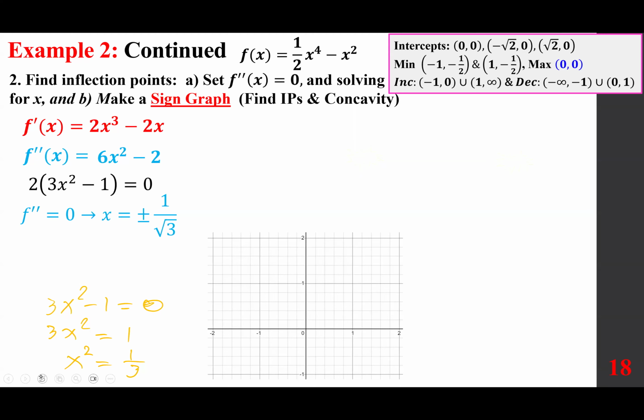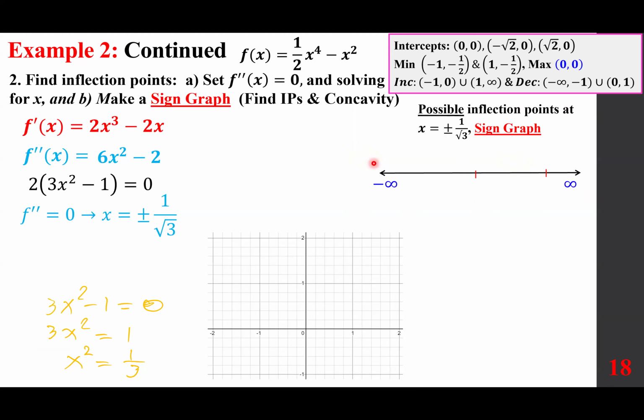So we're going to go with the sign graph for finding possible inflection points. These two are possible IPs; we don't know until we do the sign graph. So we have a number line that goes from negative to positive infinity, and we have x here and f double prime. So x would be minus 1 over square root of 3 and positive 1 over square root of 3. F double prime would be 0. So over here goes the function of interest, in this case, f double prime.